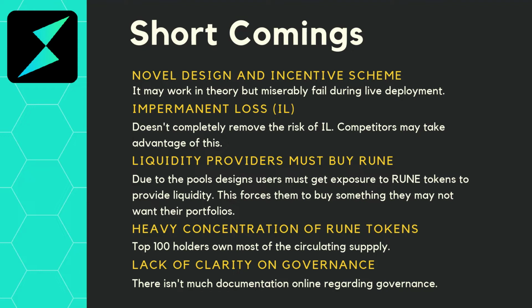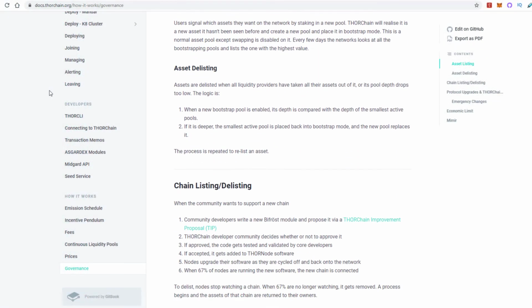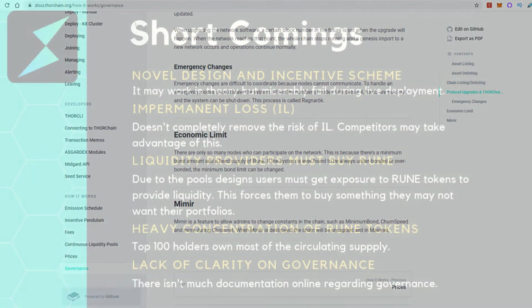And this leads me to the next problem. Unlike other projects that implement a DAO, their plan is to minimize governance. And the rationale for doing this is to limit the opportunities for nodes to collude. But I personally would like more details. If you look at the documentation online, they don't really provide a lot of details on exactly how the process for updating the protocol is going to look like.